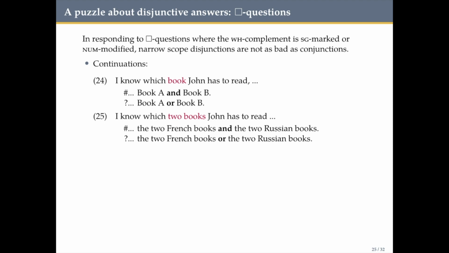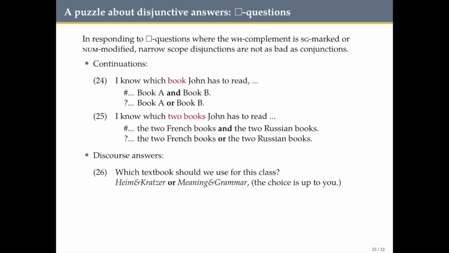Strikingly, in responding to which questions where the which-complement is singular marked or numeral modified, narrow scope disjunctions are not as bad as conjunctions. For example, in 24, it is certainly bad to say, I know which book John has to read, book A and book B. But it's not too bad to say, I know which book John has to read, book A or book B. And a similar pattern holds with the numeral modified question 25. The narrow scope disjunctions are even more readily available with disjunctive answers.